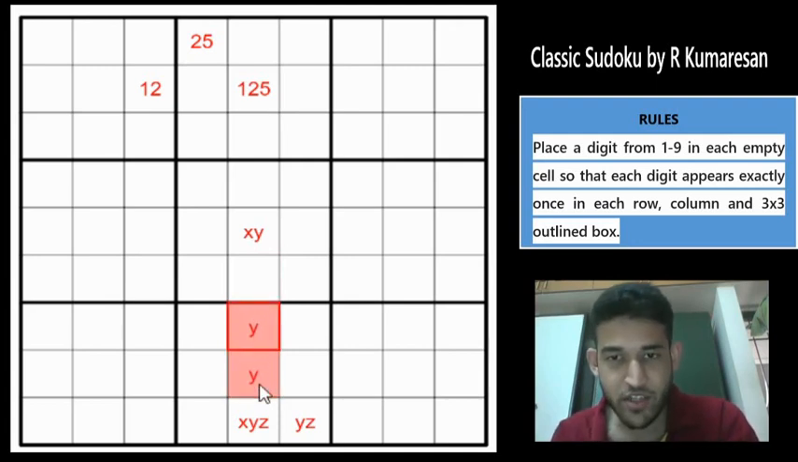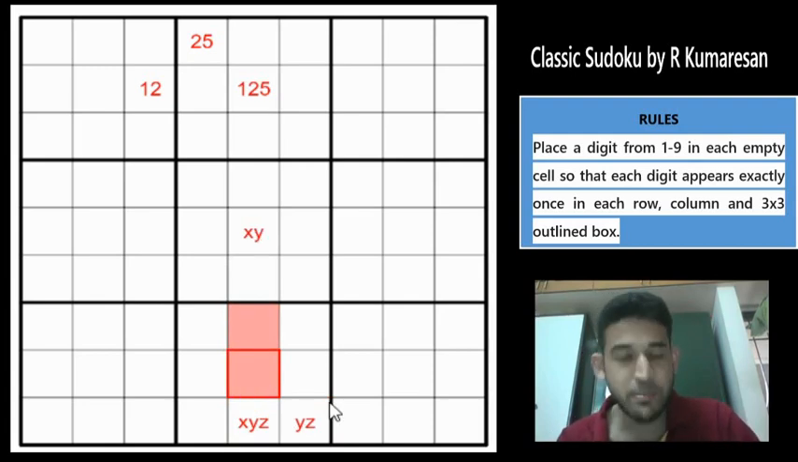Why is that the case? So let us imagine that we have a y here, right? So when you have a y here, this cell becomes an x and this cell becomes a z. Now what can you have in this cell? You can't have anything, right? Similarly, a y here leads to the exact same scenario. So this is how an XYZ wing works.